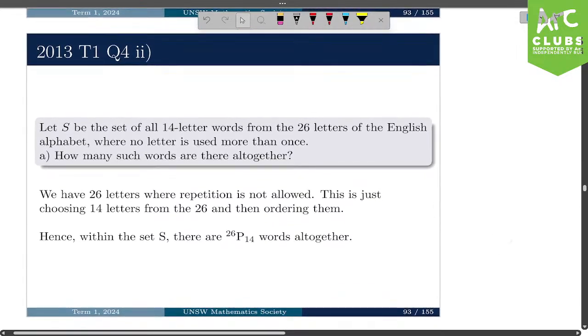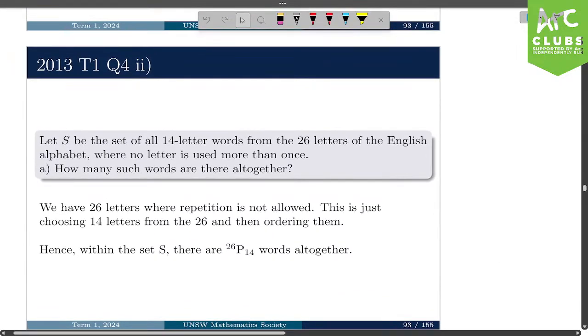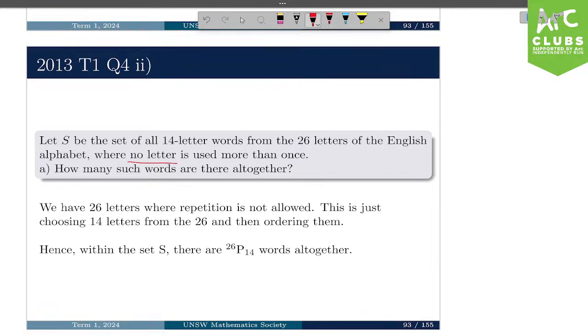So what we can do is we know we have 26 letters. No repetition is allowed because no letter is used more than once. Sorry. So since no repetition is allowed, and the order of your letters does matter in the word, of course, then we choose our 14 letters from 26 with ordering. So we know the formula for this. It's by definition 26P14 words altogether. So is that fine? Do people understand that?